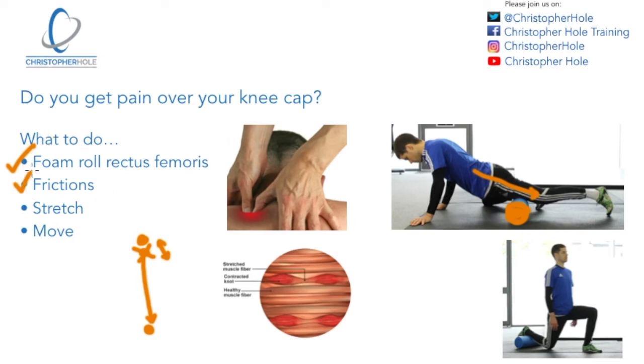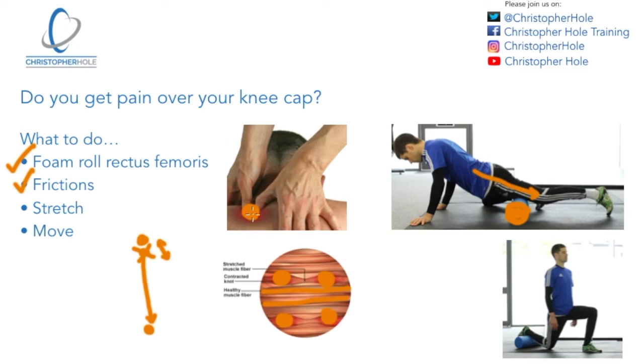Now, we're going to be using the technique called frictions. Frictions, if you were to use your thumb, is where you push down on the trigger point, so on the sore area, and then you move it in little circles, so you move it around. Because what you're trying to do is break down and disperse these little nodules so they flatten out and become normal muscle fibers like these are in the middle.